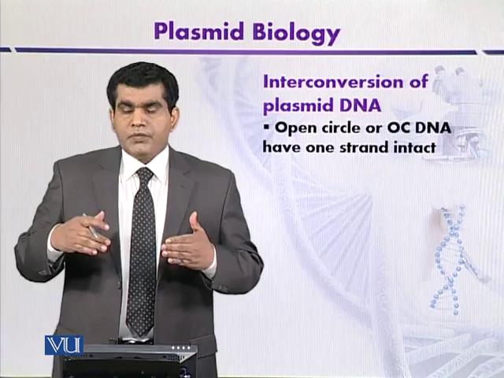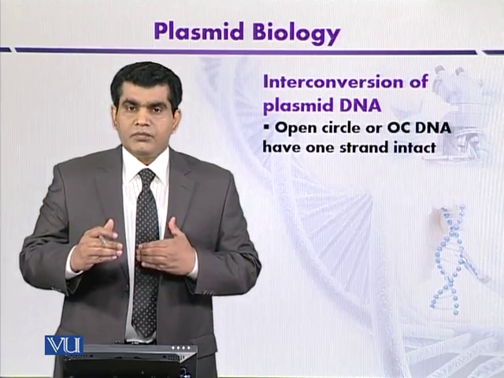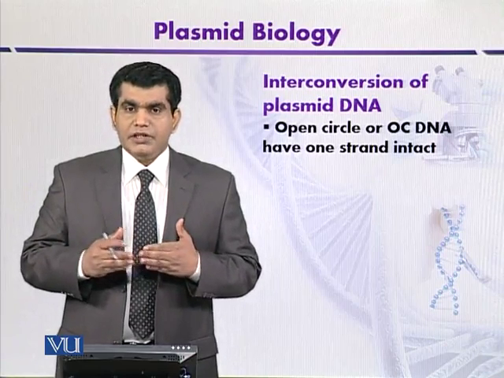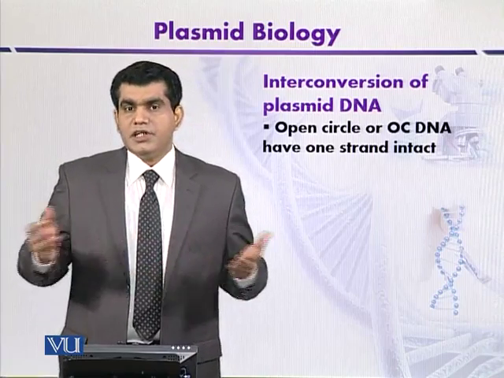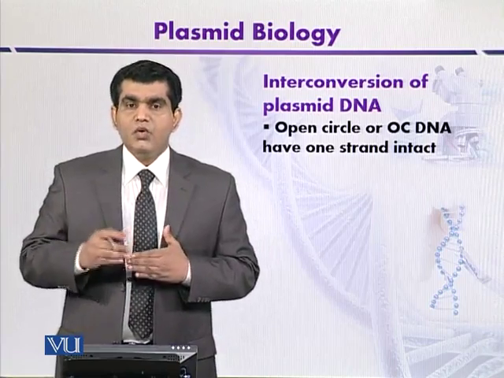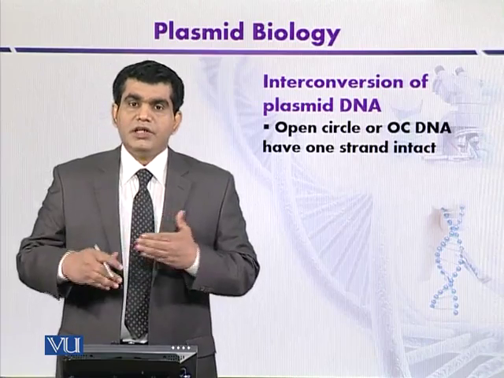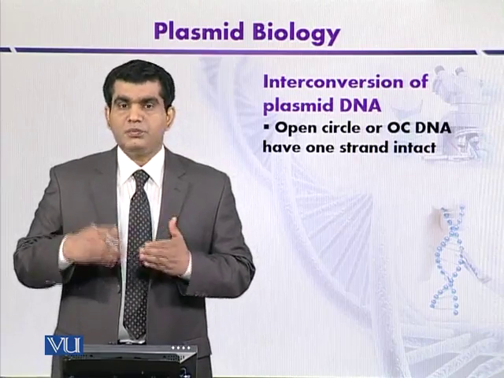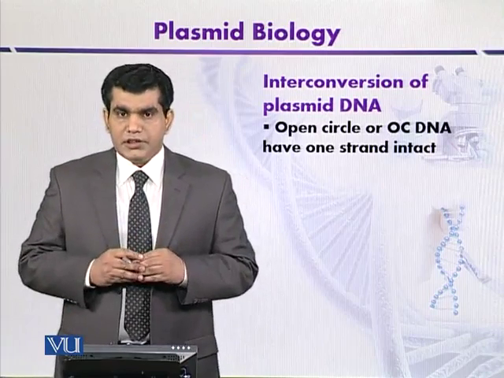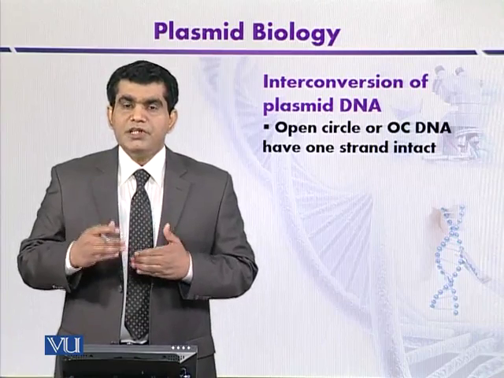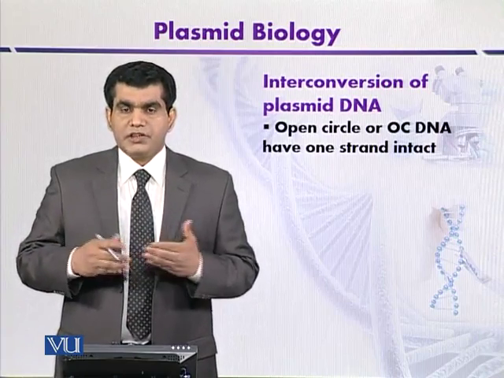So there are different types of enzymes that can interconvert supercoiled DNA into covalently closed circle DNA, that is cccDNA, or open circle DNA, that is OCDNA. And this interconversion is mediated by different types of enzymes. Briefly, I can explain that.